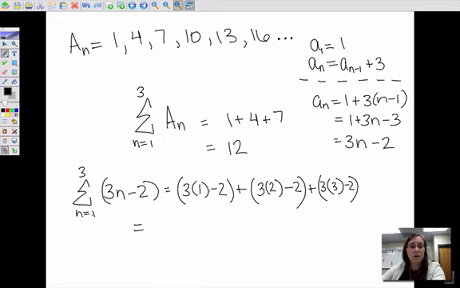So 3 times 1 minus 2 is 1. 3 times 2 minus 2 is 4. 3 times 3 is 9, minus 2 is 7. So obviously the same thing, just written out explicitly instead of just defined by the terms in the sequence. So that's kind of how sigma notation works.